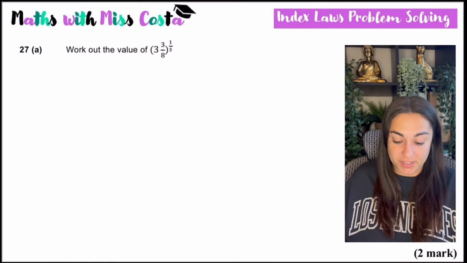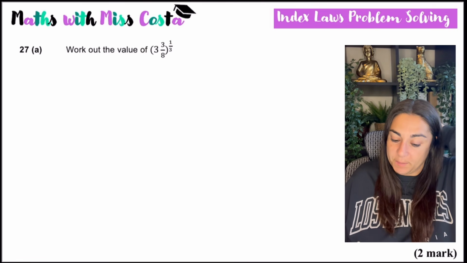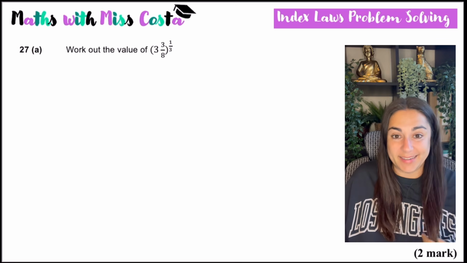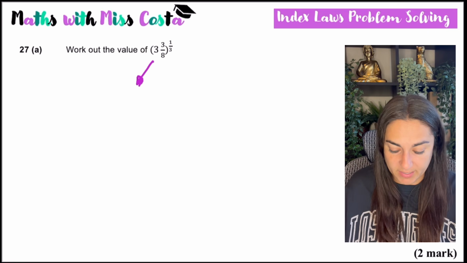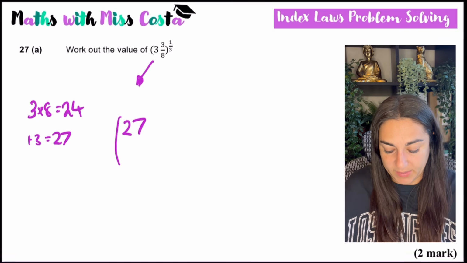Okay, so in this question, I need to work out the value of this mixed number to the power of a third. So first things first, make your life easier by turning this into an improper fraction. So 3 times 8 is 24, plus 3 is 27. So that's going to be 27 over 8 to the power of a third.